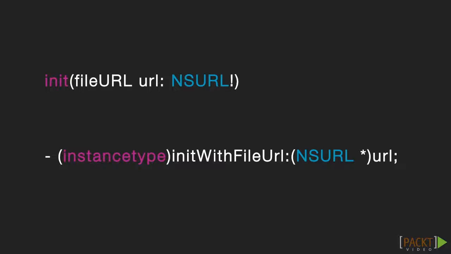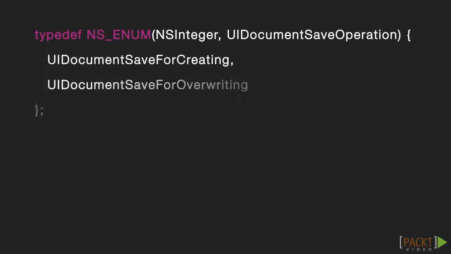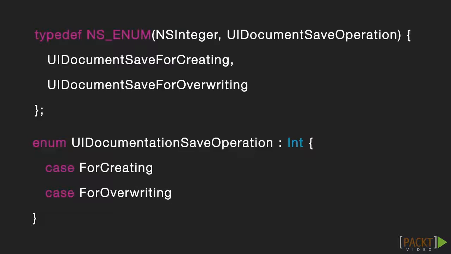Let's look at one last example before we move on to some demonstrations. Enums in Objective-C are declared as follows. Again, the same enum maps to Swift with a much cleaner syntax. Now that we've looked at how Swift's implicit bridging works, let's look at some examples of how we can expose Swift to Objective-C code and how we can use Objective-C in our Swift code.